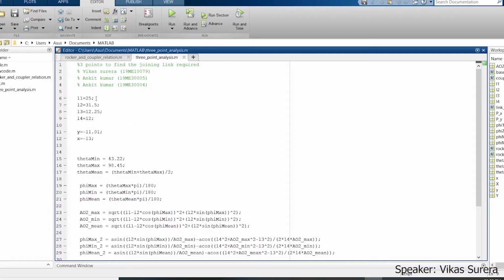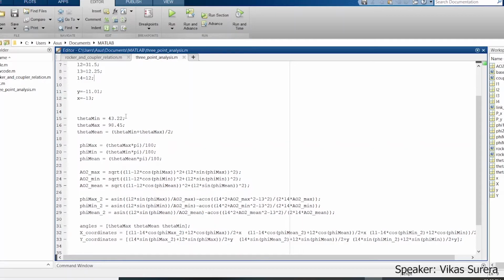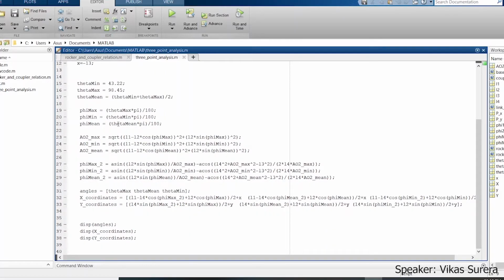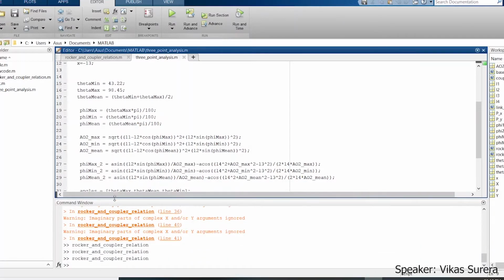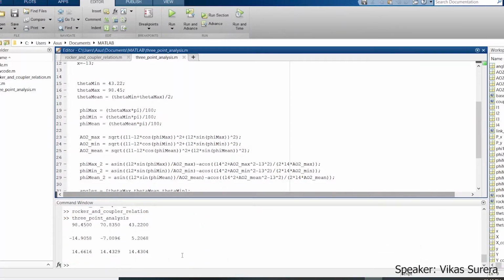For that we are taking the other point on the coupler. We're taking three values, theta min, theta max and theta mean, to get the coordinates of the jaw point in x comma y. Similar code as before. Now we can run the program.